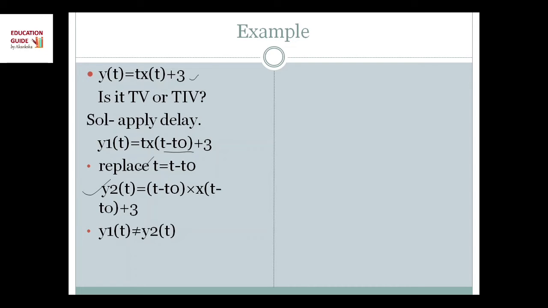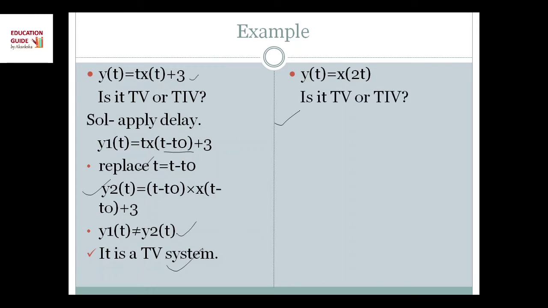y1(t) does not equal y2(t). So it is a time-varying system. Next example is y(t) = x(2t). Is it TV or TIV?